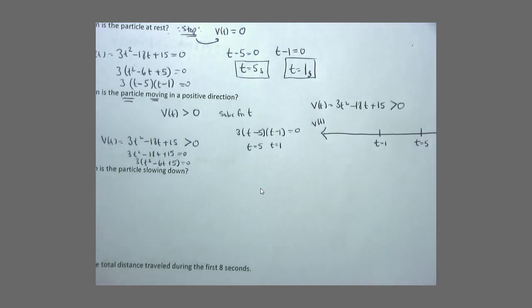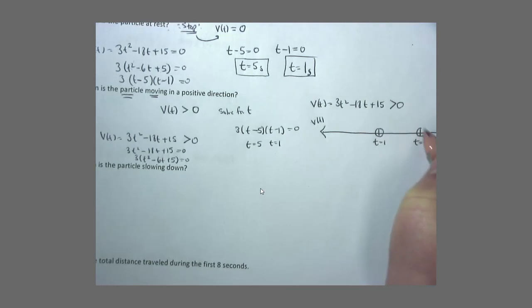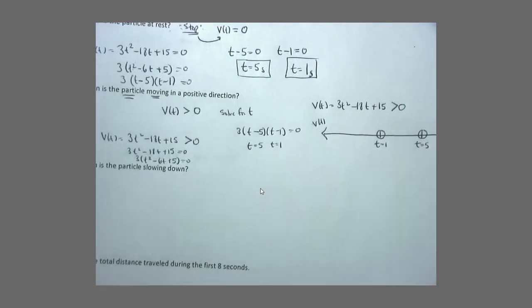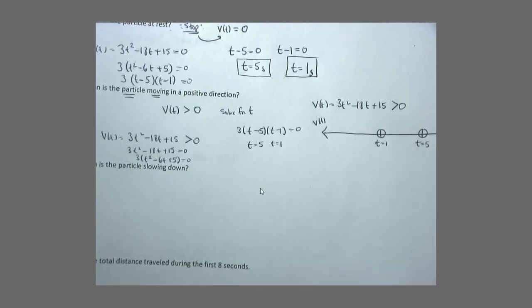I got a question for you. Do you want to include 1 and 5 in your answer set? Why not? Because it's strictly greater than 0. Right at 1 and right at 5, the velocity actually equals 0. It's stopped. They want to know when it's moving in a positive direction, so at 1 and 5, it's actually stopped. So I'm going to put little open circles on these because this is a strict greater than inequality. If it had an equal to on it, then I would want these in the usual filled-in circles.